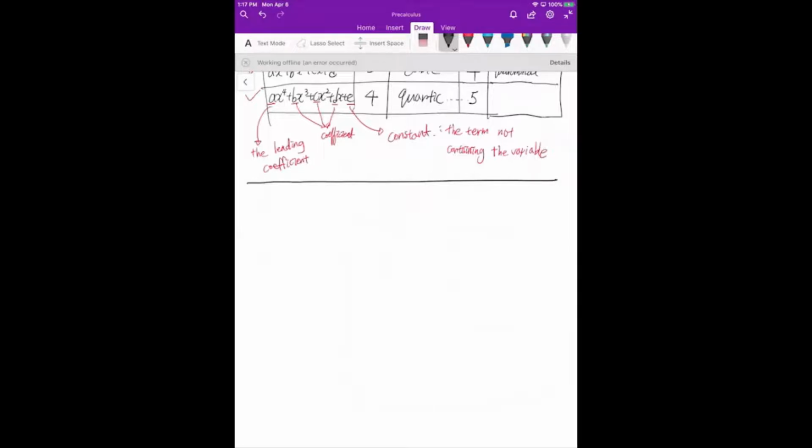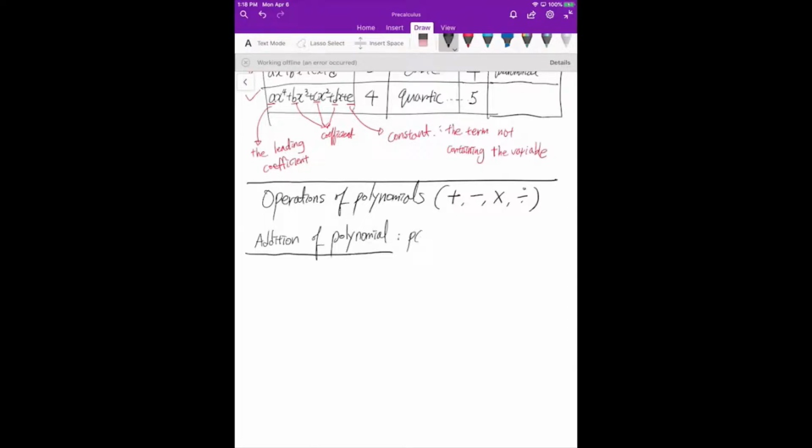Let's talk about operations of polynomials. So plus, minus, addition, subtraction, and then multiplication and division. That's polynomials. Okay, so we take polynomials and add and subtract, multiply, and divide. So let's talk about addition first. Oh, that's quite a summary, review from what you already know. So nothing different from what you have learned last year in Algebra 1.